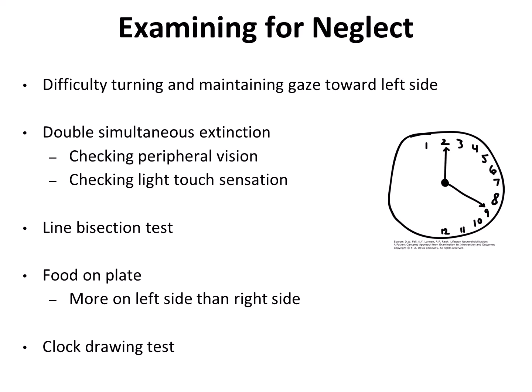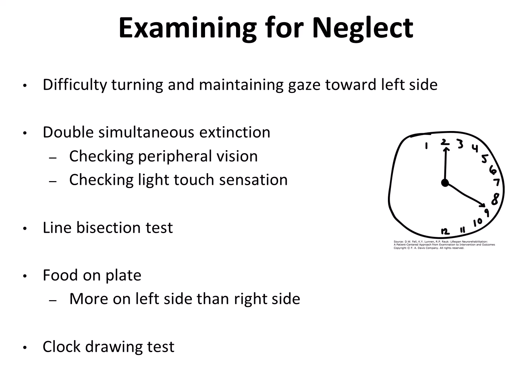Same thing happens with light touch sensation. If you're touching the left side and they have sensation on their left side, when you touch both the left and right sides of their body at the same time, they're only going to detect the presence of sensation on their right side.